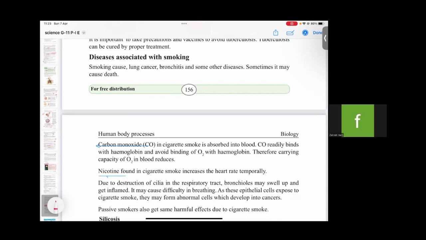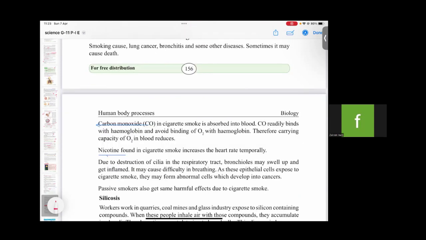Now, carbon monoxide in cigarette smoke will be absorbed into the blood. It's like an enemy for our oxygen. It won't allow the oxygen to bind with the hemoglobin. Instead, carbon monoxide will readily bind to the hemoglobin. Therefore, oxygen won't be carried by the hemoglobin to the needed places.